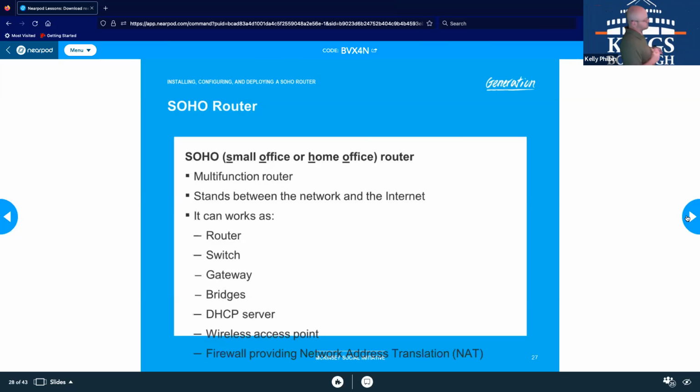This basically stands between you and the internet. So this connects your home network to the larger internet.